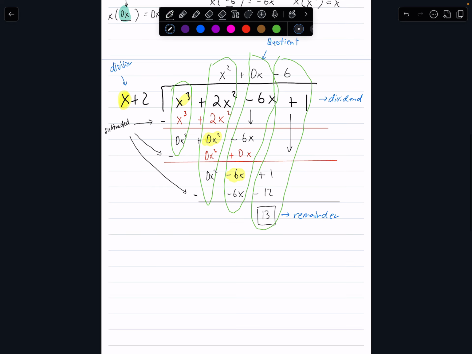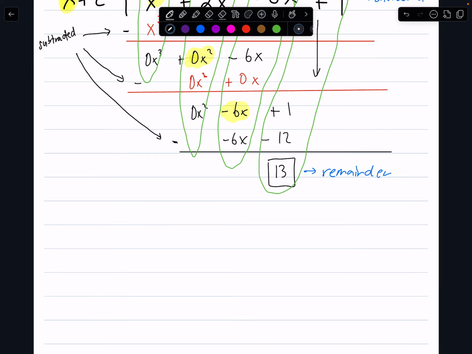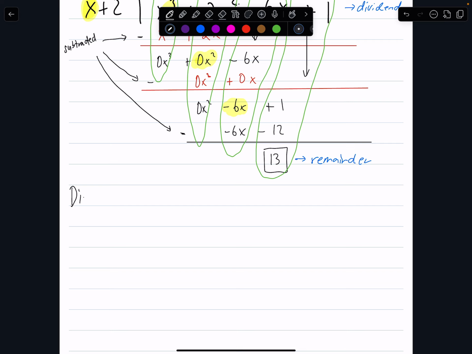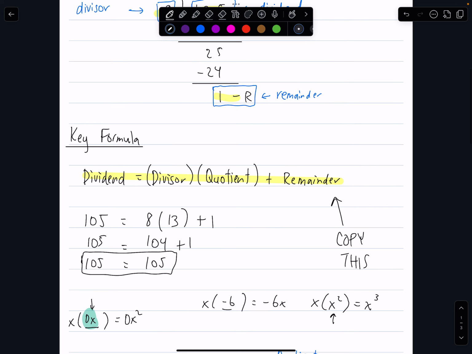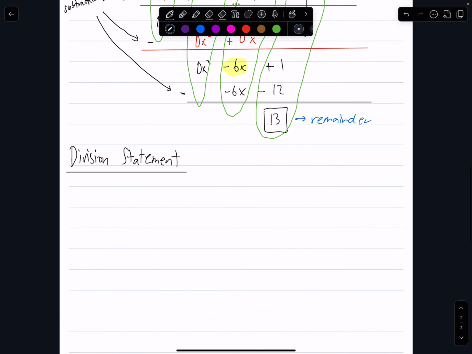So now what we want to do after we complete that, we want to write our division statement. Sometimes the teacher will ask you, write out a division statement for what you just did. So the division statement is literally here. This is the division statement, in case you're wondering. So the dividend is equal to the divisor times the quotient plus the remainder.